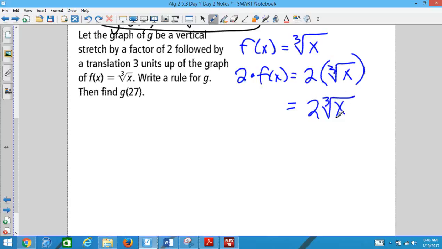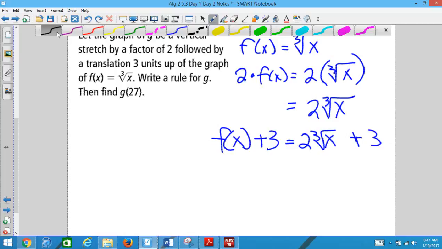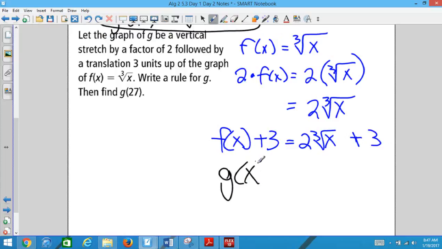Now we're doing a translation of 3 units up. Where does that go? We do f of x plus 3. So I'm going to do 2 cube root of x, plus 3. And is there anything to simplify there? So g of x equals 2 cube root x plus 3.